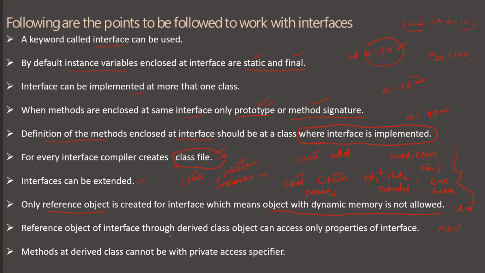Now, a reference object of an interface, through a derived class object, can access only the properties of the interface. So if I create a reference object for an interface, that reference object will access only the properties of the interface, but not all the properties of classes and interfaces. Is that point clear? So now, methods derived at the derived class cannot be with the private access specifier, because private of the base class never gets accessed at the derived class. So the methods always should be created with either public or protected, but not with private.